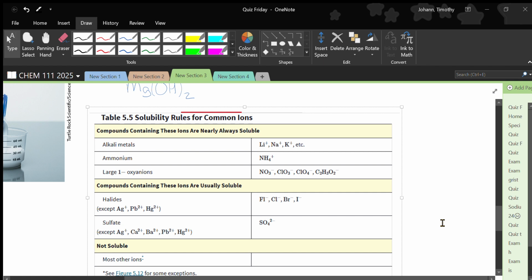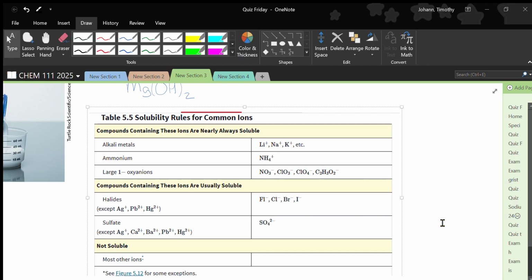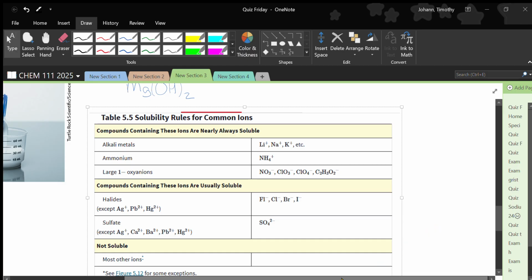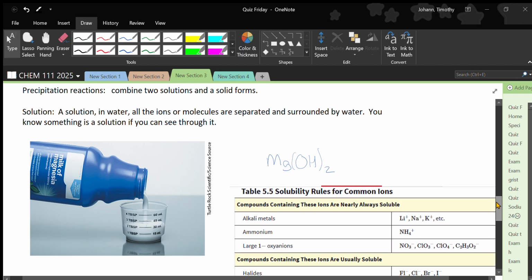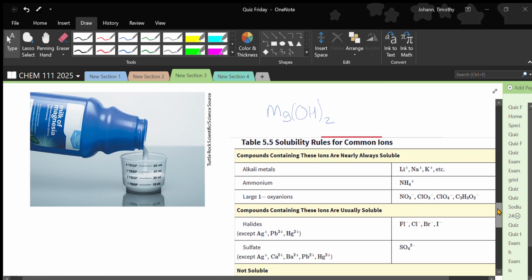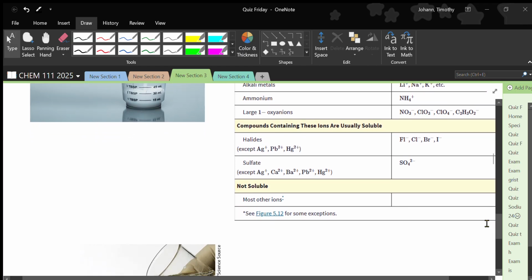All right, so up here, magnesium hydroxide. Do you see magnesium on here anywhere? No. Do you see hydroxide, OH minus, on here anywhere? No. So then we're down on most other ions, all right, not soluble. And so that goes along with what we see in this picture. All right, let's try another one, but let's try an equation for this.